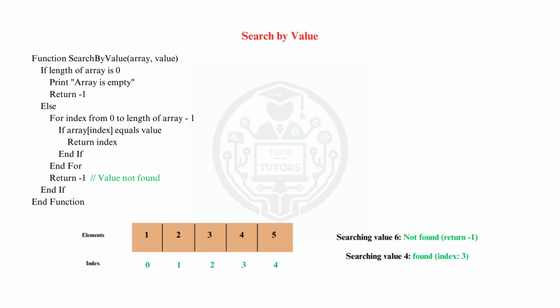It sequentially scans each element of the array and compares it with the desired value. If the value is found, the function returns the index of the element. If not, it returns -1 to indicate that the value does not exist in the array. This function is useful when you need to locate elements within an array without knowing their exact positions in advance.